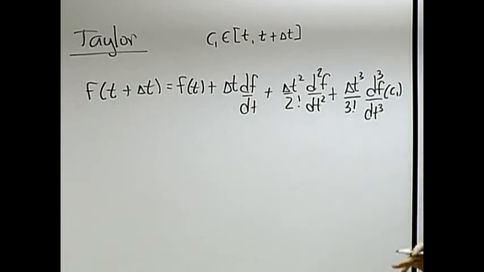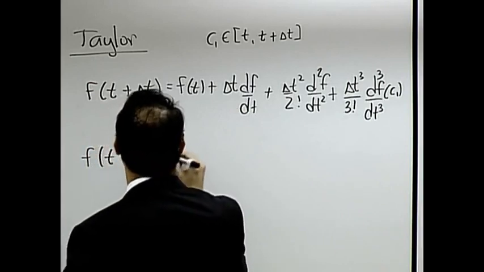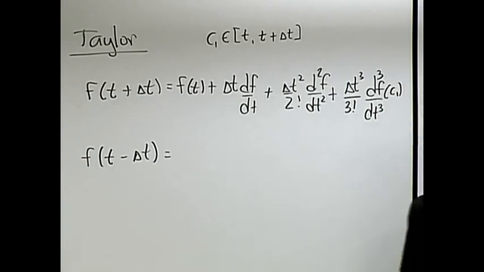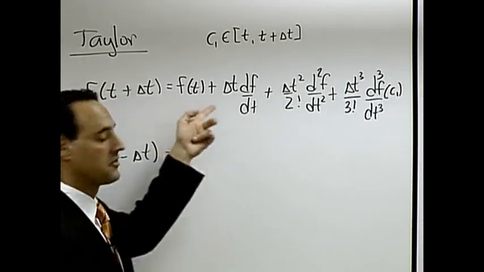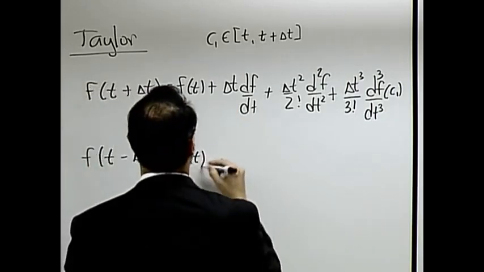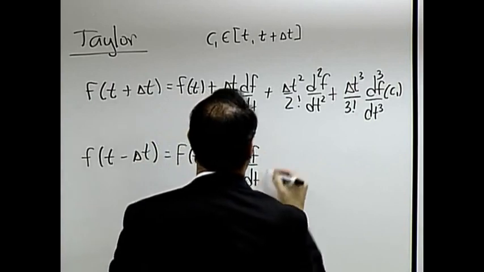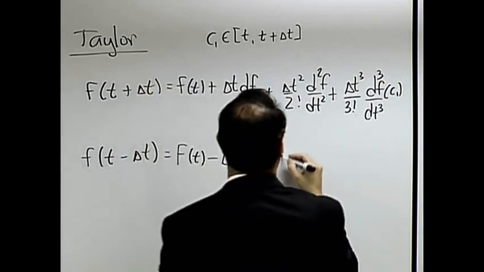Now I'm going to do the same thing for the Taylor expansion around t minus delta t. If you do t minus delta t, notice what happens: wherever you see a delta t, you just make it a minus delta t. That's the easiest thing to do. So you get f of t, then delta t becomes minus delta t times df dt, plus delta t squared, since minus one squared is plus. So that stays the same.